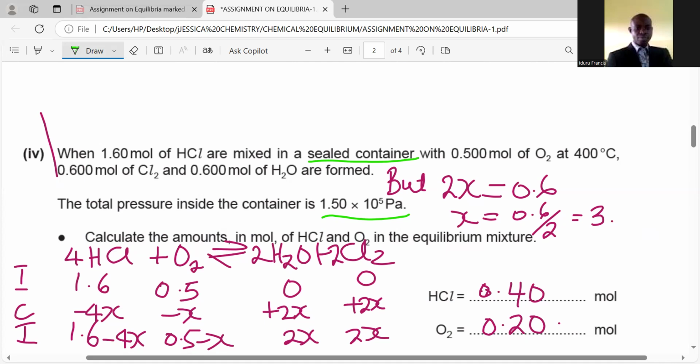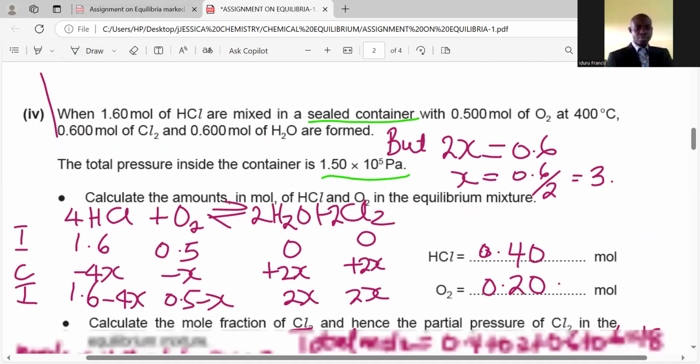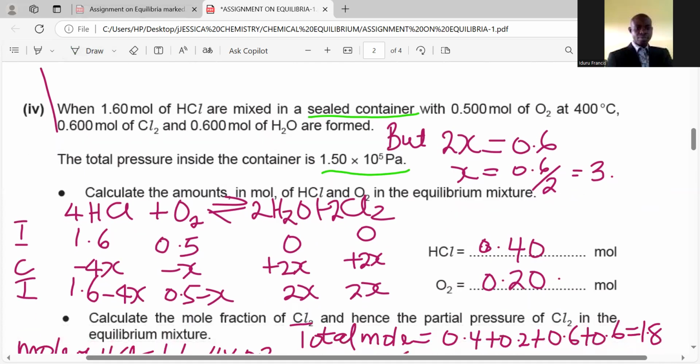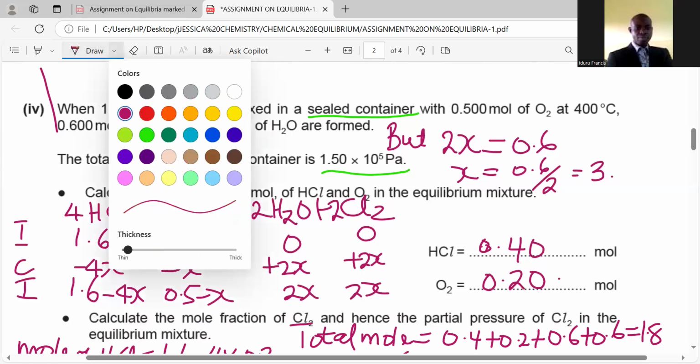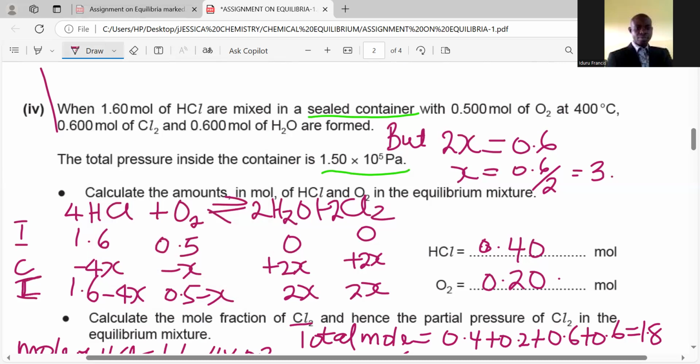To tackle this kind of question, we need what we call the ICE table. The ICE table helps us to organize our reactants and products in perspective. I stands for initial mole, C stands for change in mole, and then we have the E. The E stands for equilibrium mole. So we have E here as our equilibrium mole.